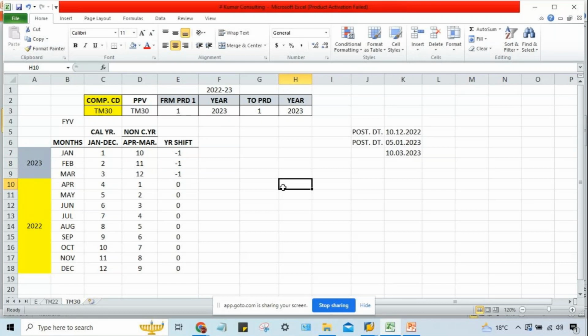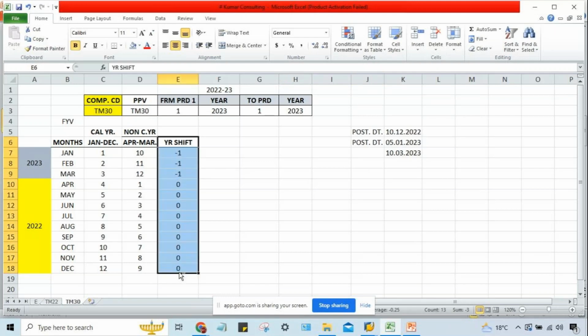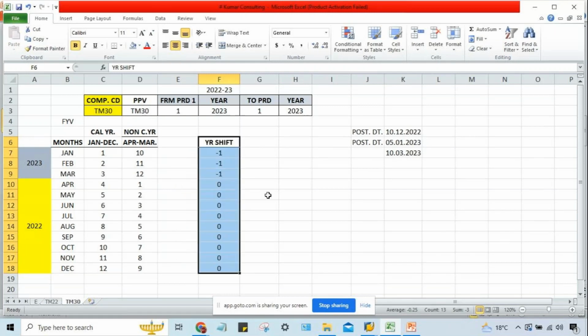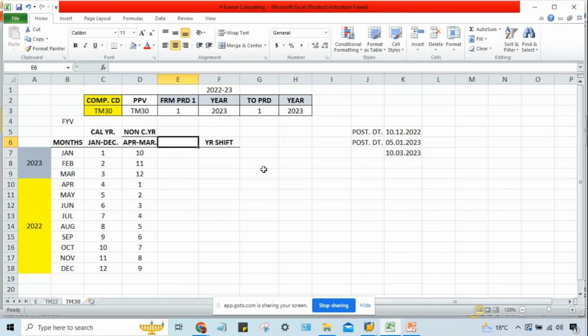Now, there is another example. I'll shift this one here, I'll delete this. Now, let's suppose a company is using October to September. So here what will happen, guys? Now, you just do one thing.